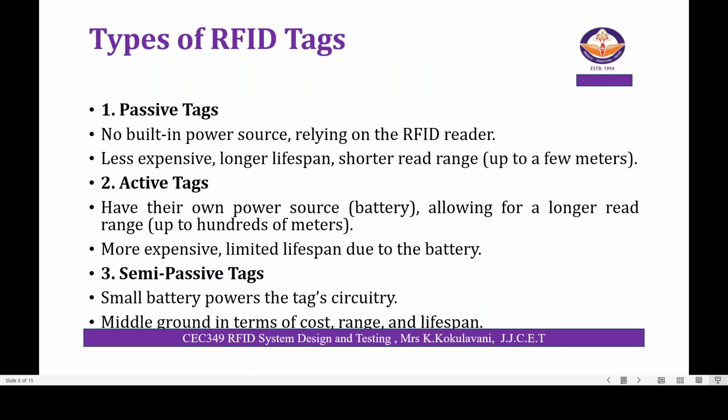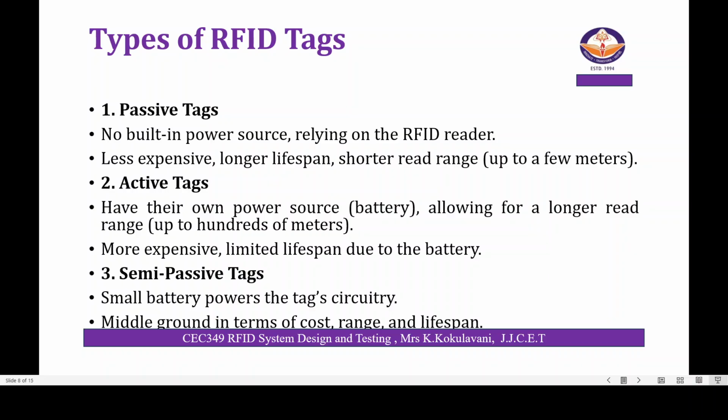Types of RFID tags are passive tags, active tags, and semi-passive tags. Passive tags have no inbuilt power source, relying on the RFID reader. They are less expensive, with a longer lifespan and a short read range of up to a few meters. They may be used for identifying a book or an object in a library or a shopping complex.